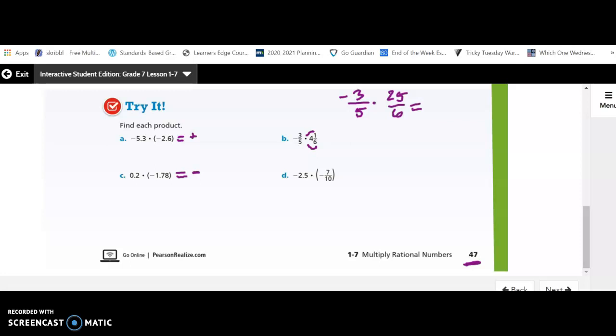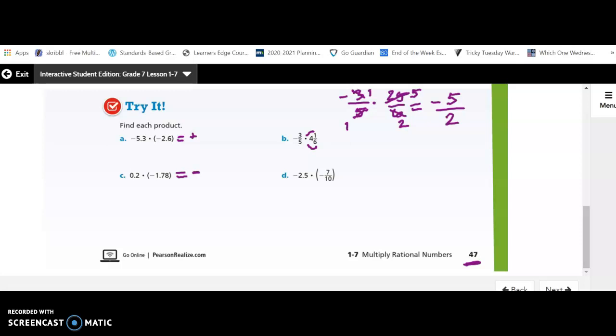Okay. Now we're going to multiply these 2 fractions. But just like our other review problem on the first page of this lesson, I recognize that 3 and 6 are both divisible by 3. So 3 divided by 3 is 1, 6 divided by 3 is 2. And I recognize that 5 and 25 can both be divided by 5. So 25 divided by 5 is 5. 5 divided by 5 is 1. Now when I multiply across, I still have that negative that's going to come along. 1 times 5 is 5, and 1 times 2 is 2.